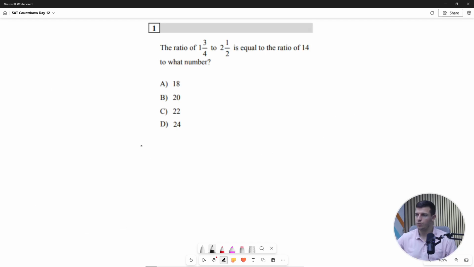The ratio of 1 and 3/4 to 2 and 1/2 is equal to the ratio of 14 to what number? Right, so what number is basically what we are looking for, so we can call that x. Now, we're dealing with four values here, right? So this is the first one, this is the second one, this is the third one, and x is going to be our last one. So all we have to do is just write the actual ratio.